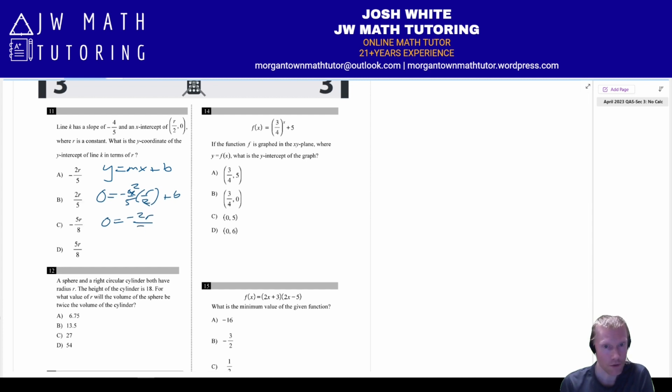So we get negative 2r over 5 plus b. Then you just add that to both sides, and b comes out to be 2r over 5. So the correct answer is going to be letter B.